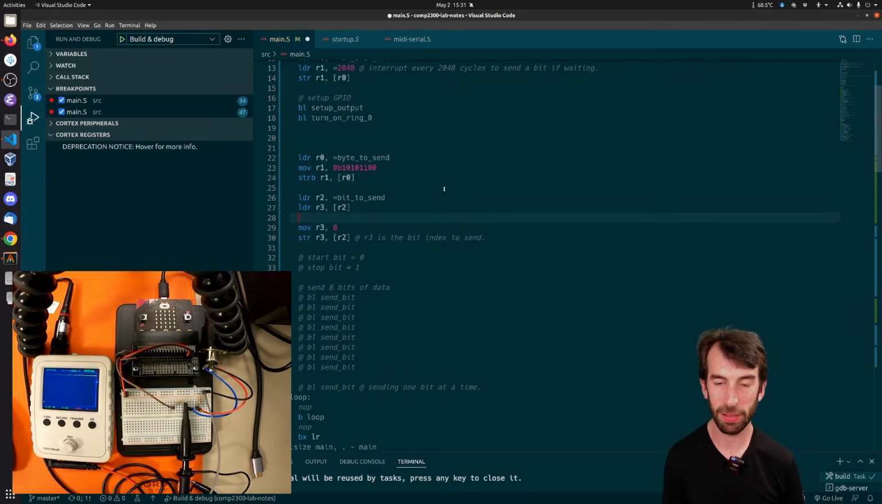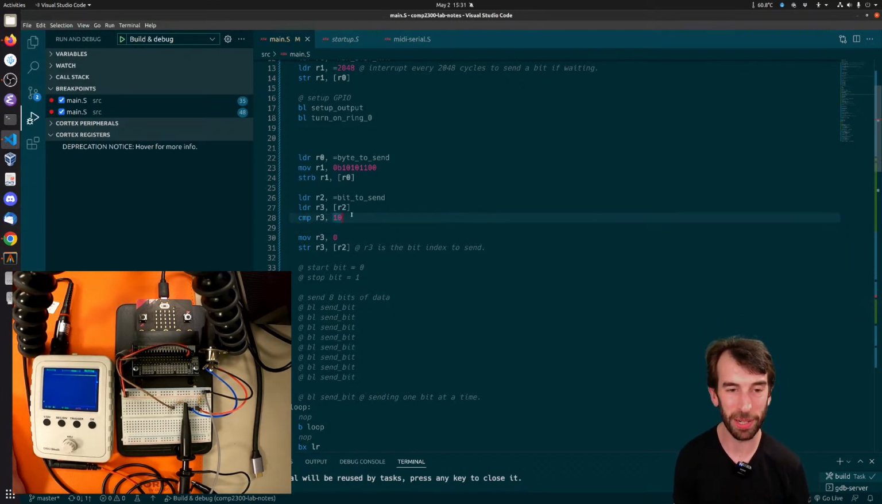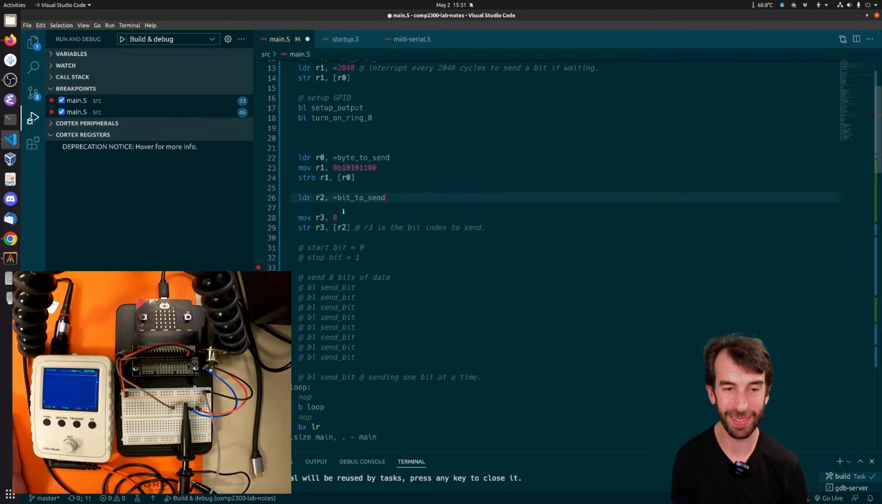Compare to 10. And if that one is less than 10, we don't change it. And if it is 10, we change it to 0. Wait a minute, that's not going to work. The first time I want to change it to 0. Later times, I don't. Oh, my computer's going really funny now.